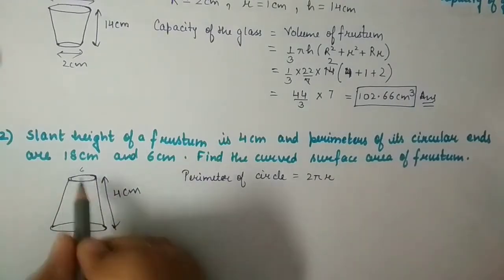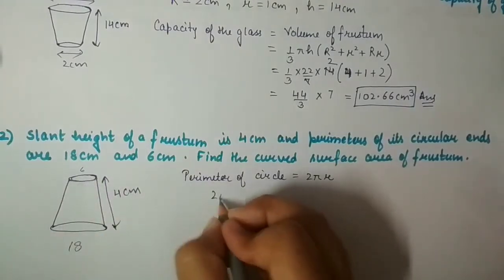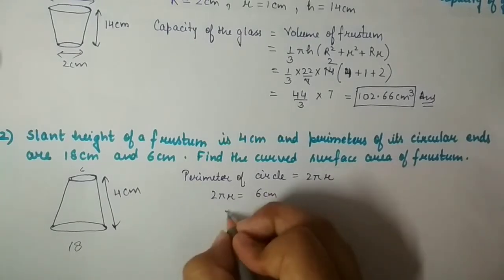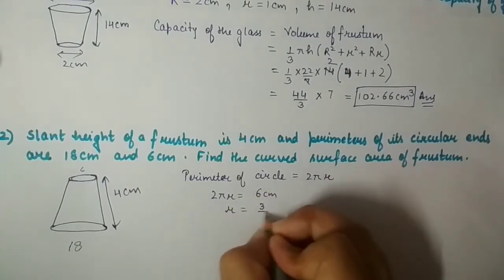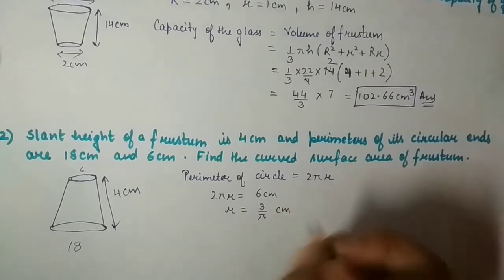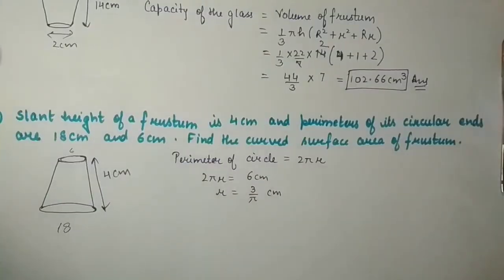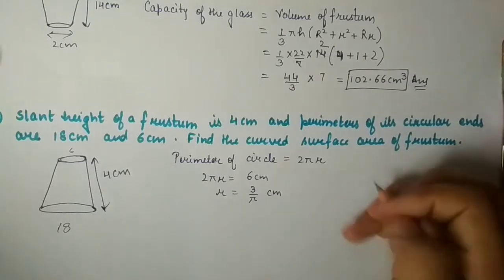Now for the smaller circular end, you will say 2 pi r is equal to 6 centimeter. It means r is equal to 3 upon pi centimeters. Leave pi as it is. You will be able to cancel it out later on. So leave it as it is.